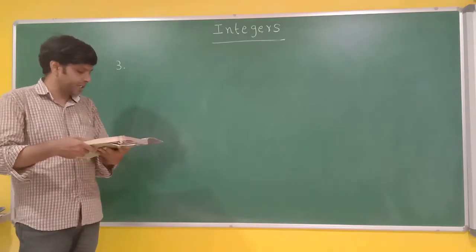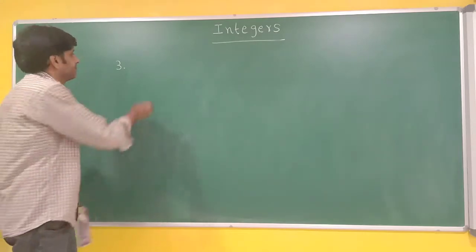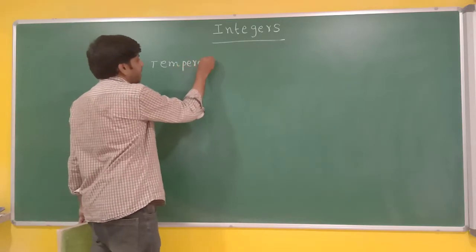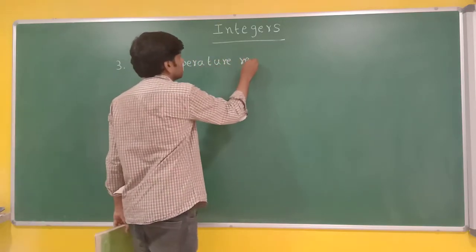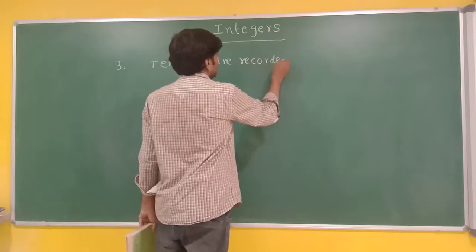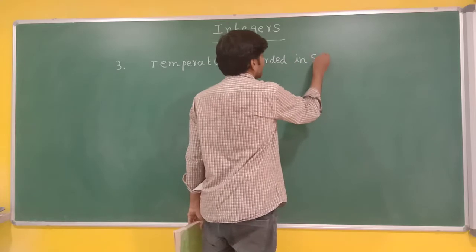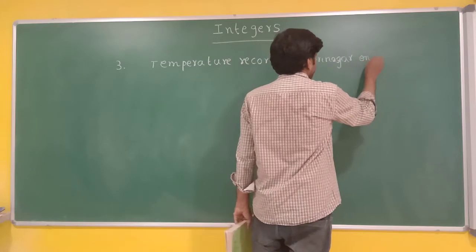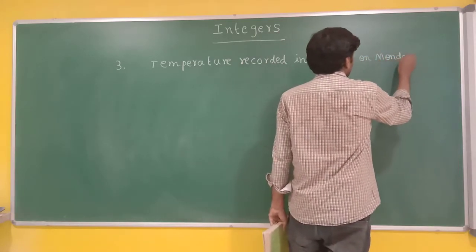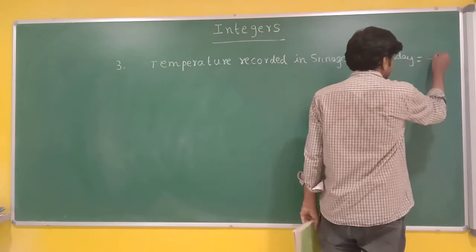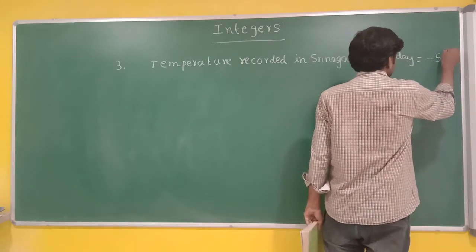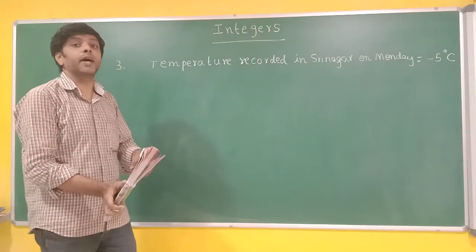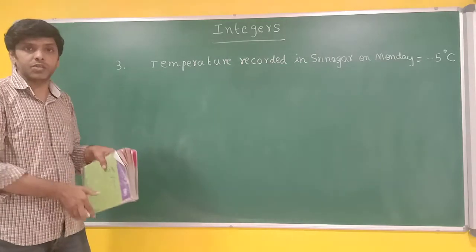First, I will write the temperature recorded in Srinagar on Monday. Temperature recorded in Srinagar on Monday: -5 degrees Celsius. Small 0, capital C. -5. Temperature recorded was -5. Now what happened on Tuesday?